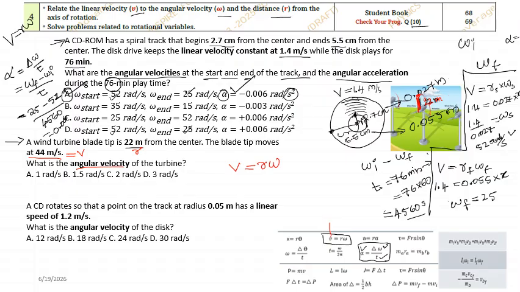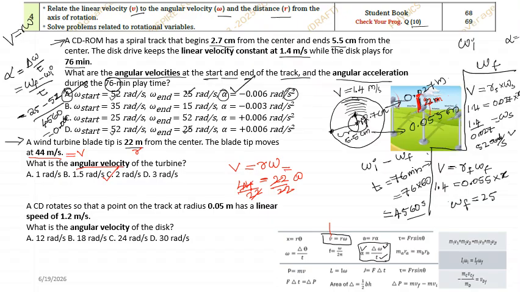Finally, what will we get? What is the value of V? V is 44, and radius is 22. And omega, you just divide this 44 by 22, and finally you will get the correct answer. So which one will it be? I think 2 rad per second. So C will be the correct answer.